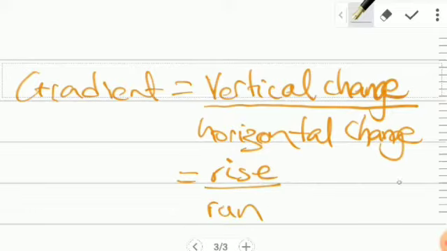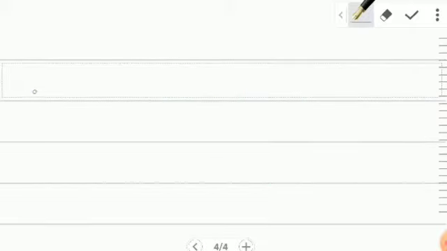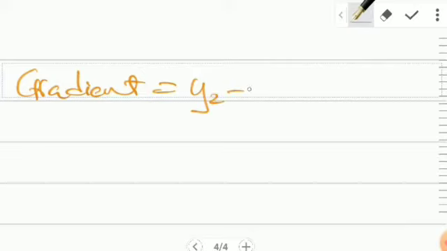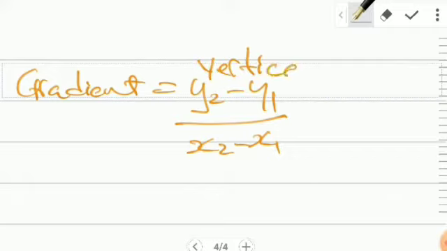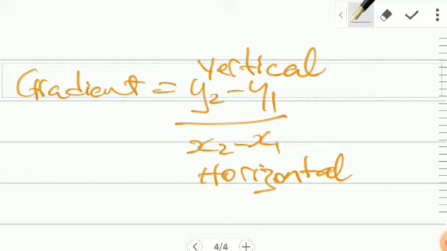When we go on the Cartesian plane, the gradient, however, is looked at as the change in the y divided by the change in the x. Mark you, the y-axis is the vertical axis, and the x-axis is the horizontal axis. And so change in y over change in x does give the gradient.